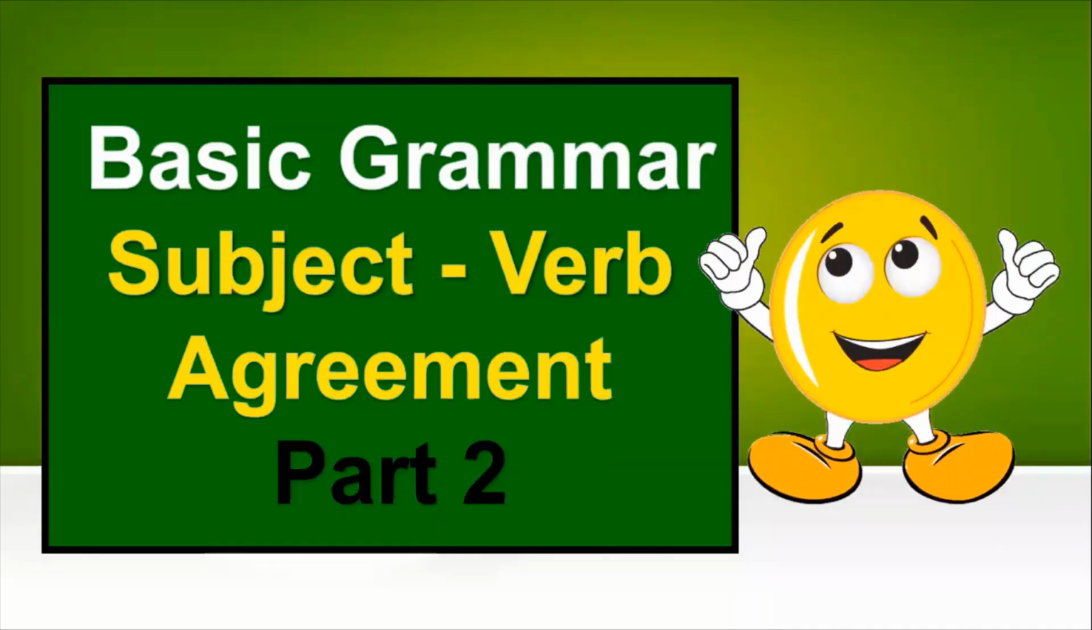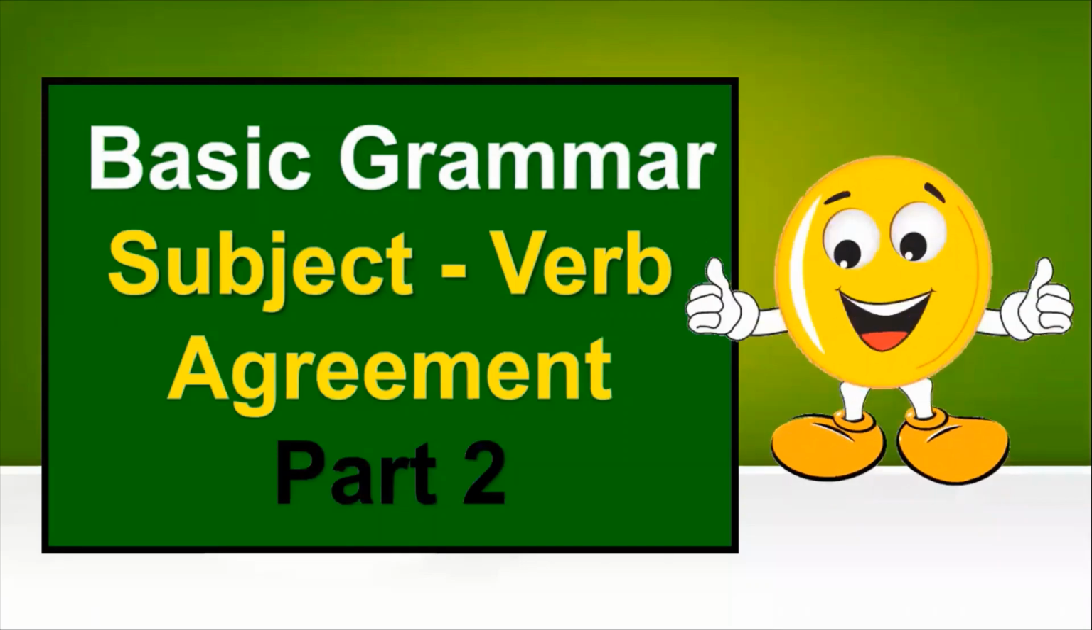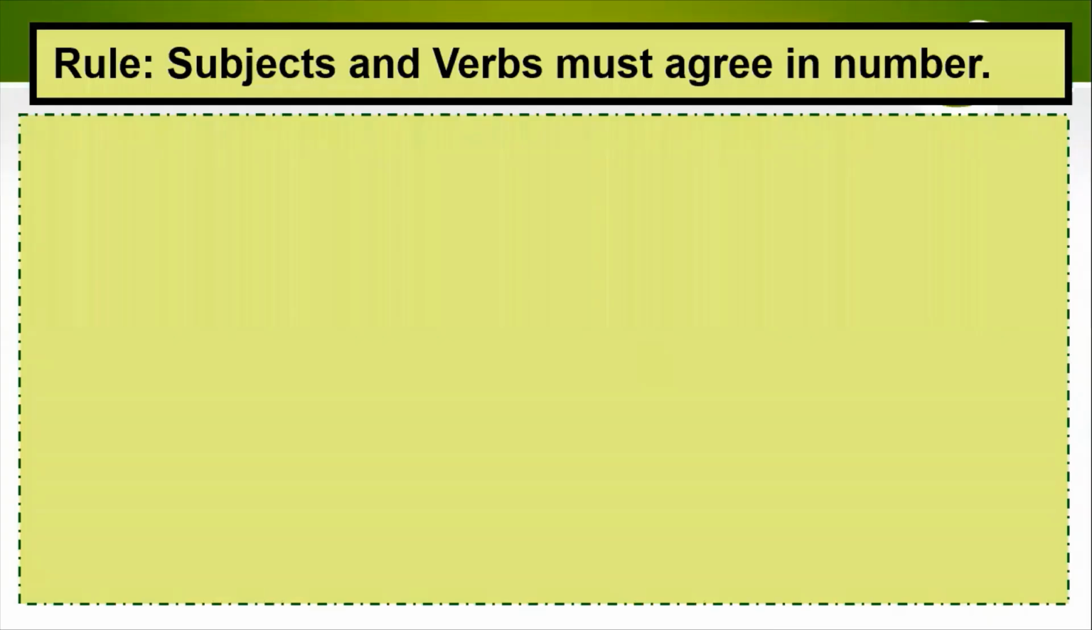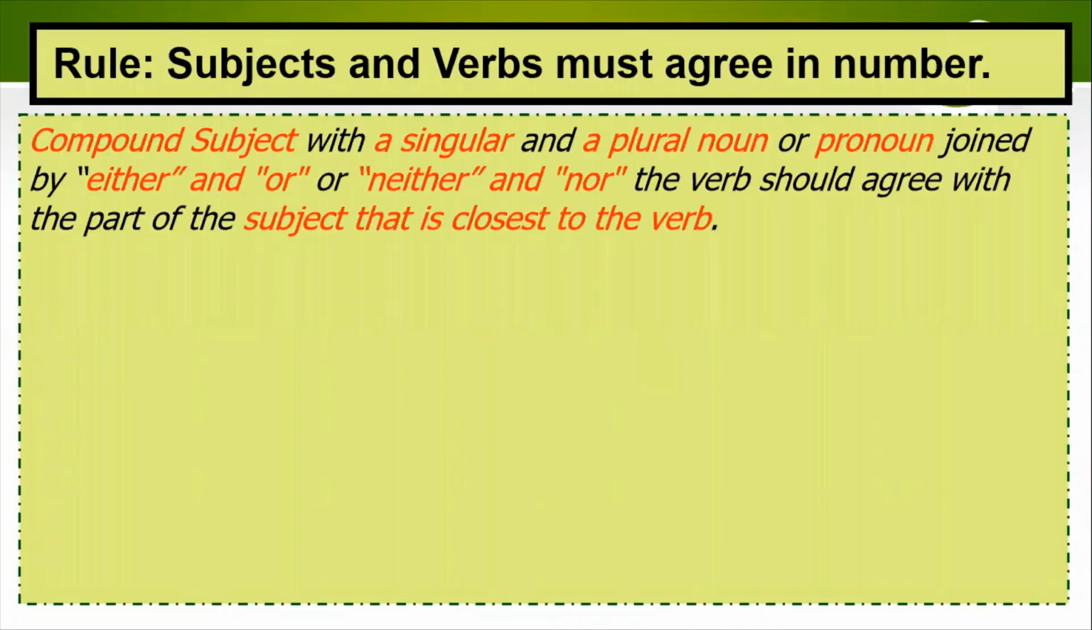Basic Grammar, Subject-Verb Agreement Part 2. Once again, the rule for subject-verb agreement is subjects and verbs must agree in number, which means if the subject is singular, the verb must be singular. If the subject is plural, the verb must also be plural. So let's continue. Compound subject with a singular and a plural noun or pronoun joined by either/or and neither/nor, the verb should agree with the part of the subject that is closest to the verb.